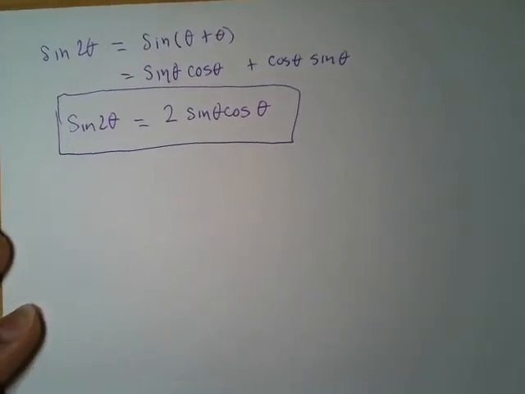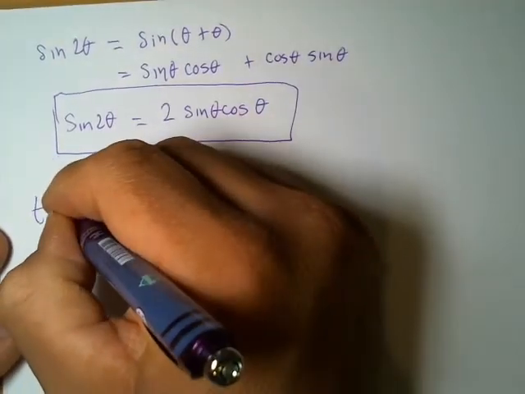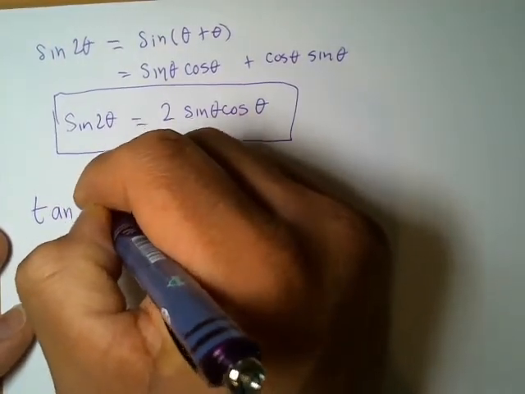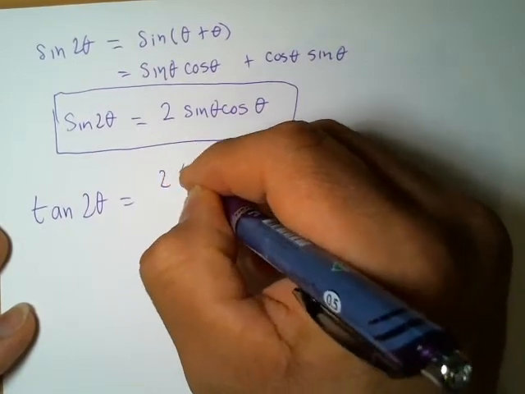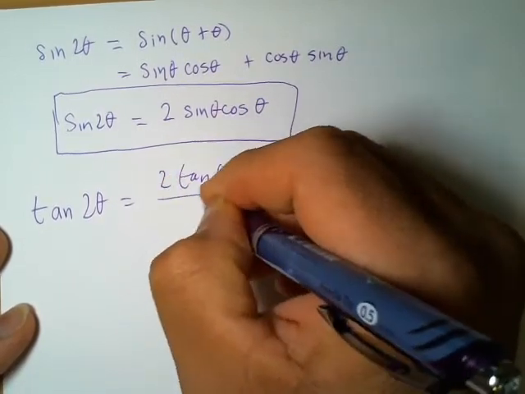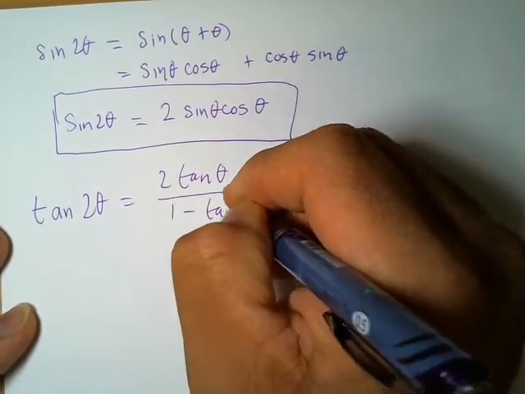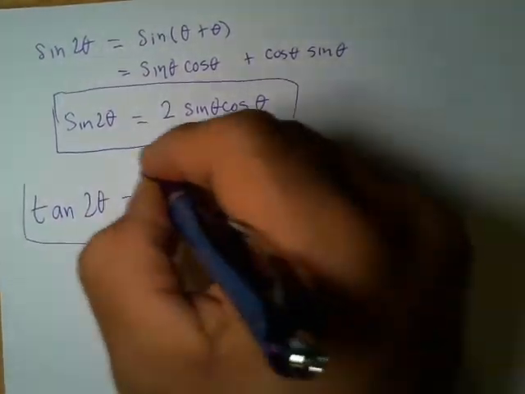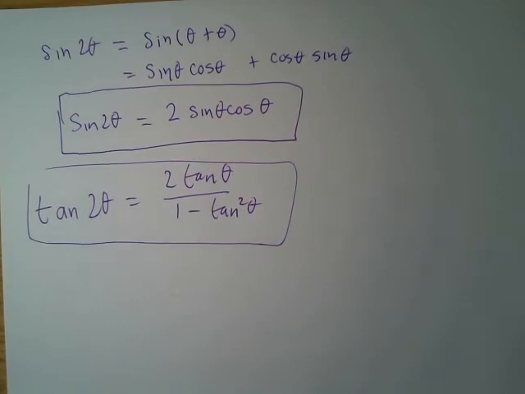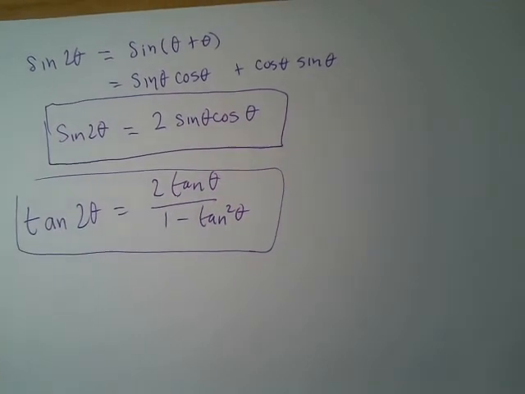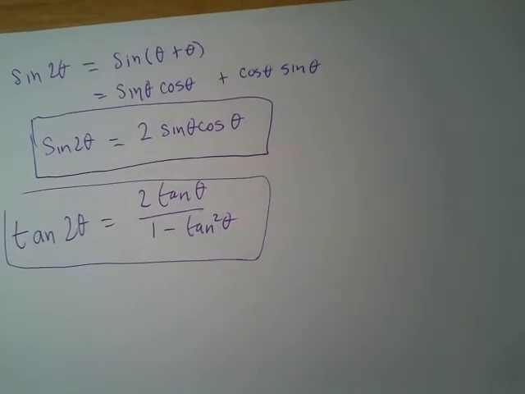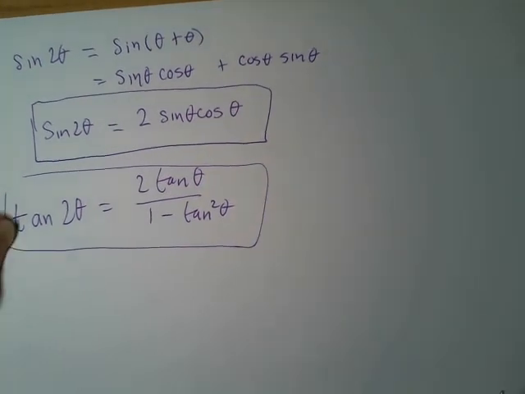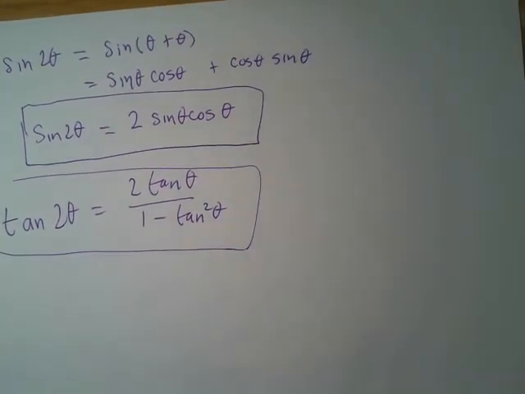Lastly, we'll again state without proof that the tangent of 2 theta is 2 tangent theta over 1 minus tangent squared theta. And again, if you don't have this handy, you can always split tangent of 2 theta as sine 2 theta over cosine 2 theta, and then simplify from there. So those are the double angle identities.